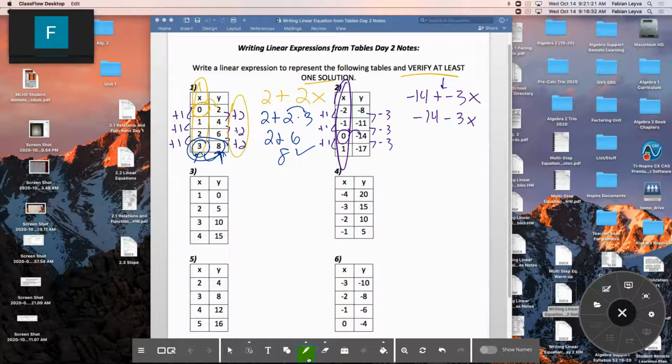I'm going to do it in a different color. Looking along this whole list, I'm going to plug in a -1 to see if I get a -11. So -14 minus 3 times my x of -1. Again, rules of PEMDAS, start with multiplication. A -3 times a -1 is a positive 3. -14 plus 3, a positive 3, is a -11.